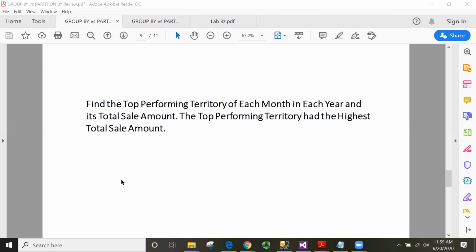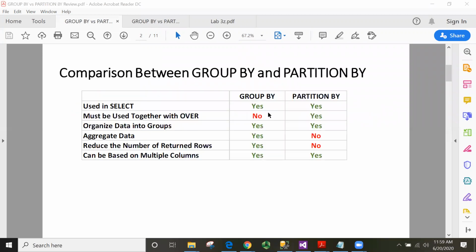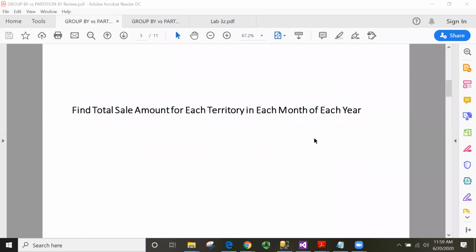So we know we have to do data aggregation. In other words, you go back to this comparison chart. You want to do data aggregation, you have to use group by, right? Because you know partition by does not do data aggregation. And go back to the question.